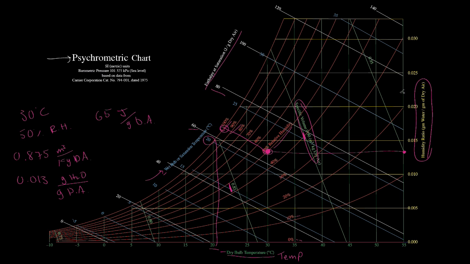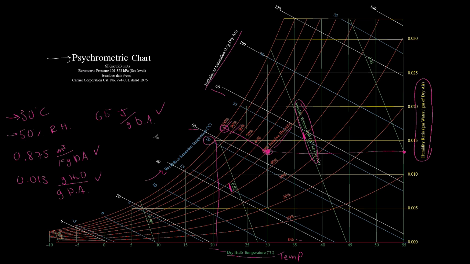So there's a lot of information contained within the psychometric chart, but effectively all we have to do is define two points. In this case, we defined the temperature and the relative humidity of 50%, and then we were able to read off the density, the absolute humidity, and also the energy contained within that gas itself.